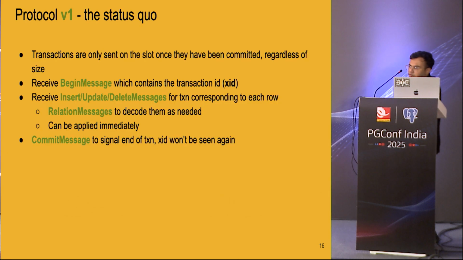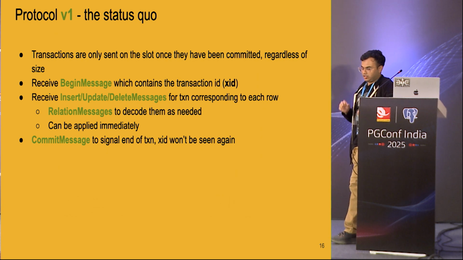So let's get into protocol version 1, the oldest protocol version, which has been there since the very beginning. In this protocol version, transactions are only sent on the slot once they have been committed, regardless of the size of the transaction. The way the protocol pans out is we first get a begin message. The begin message, as I showed earlier, contains a transaction ID, also known as an XID.